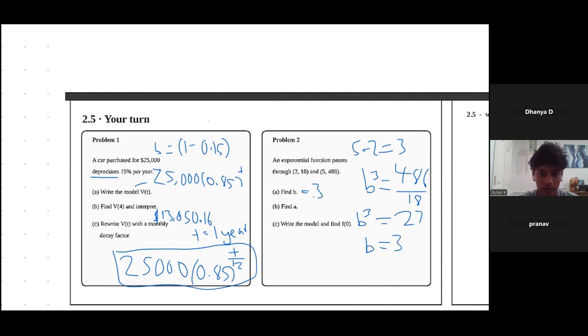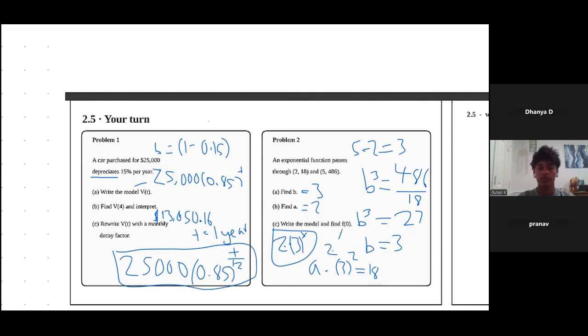And now to find our A value, we can just plug points in. Let's use (2, 18) first. So A times 3 to the power of 2 equals 18. And 3 squared is going to be 9, and we divide by 9, and A equals 2. So then our model is going to be 2 times (3) to the x. Let's put parentheses around that 3. That's going to be our model. And then f of 0, remember f of 0 is our y-intercept, which is always just our a value. So this is going to be 2. Just like that, the question is solved.